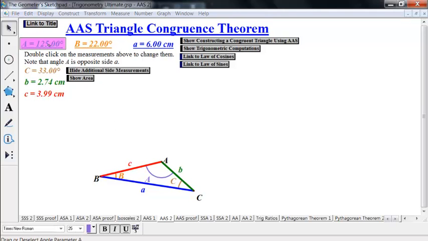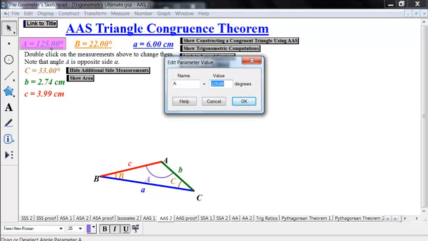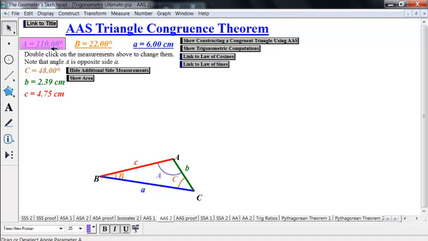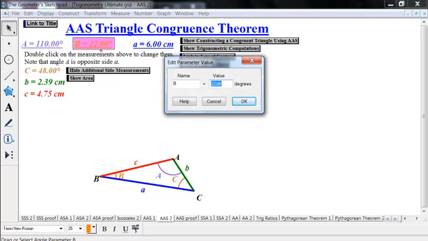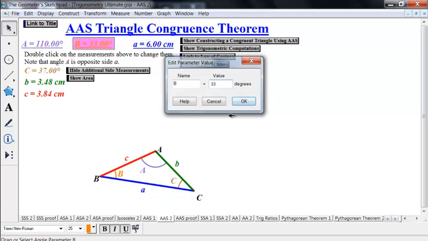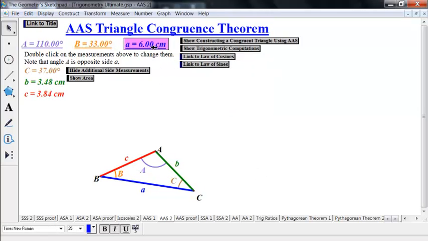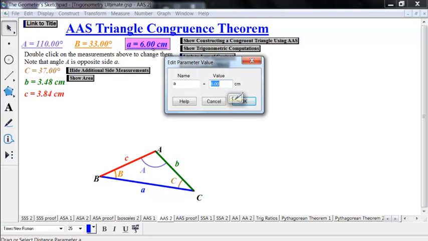So let's start here and let's just type in an angle. Let's do 110 degrees. And let's say the next angle, of course it's got to be less than 70 degrees because it's got to be less than 180 degrees for the two together. So let's do something smaller, 33 degrees. And then let's get a side length, let's just say 5.